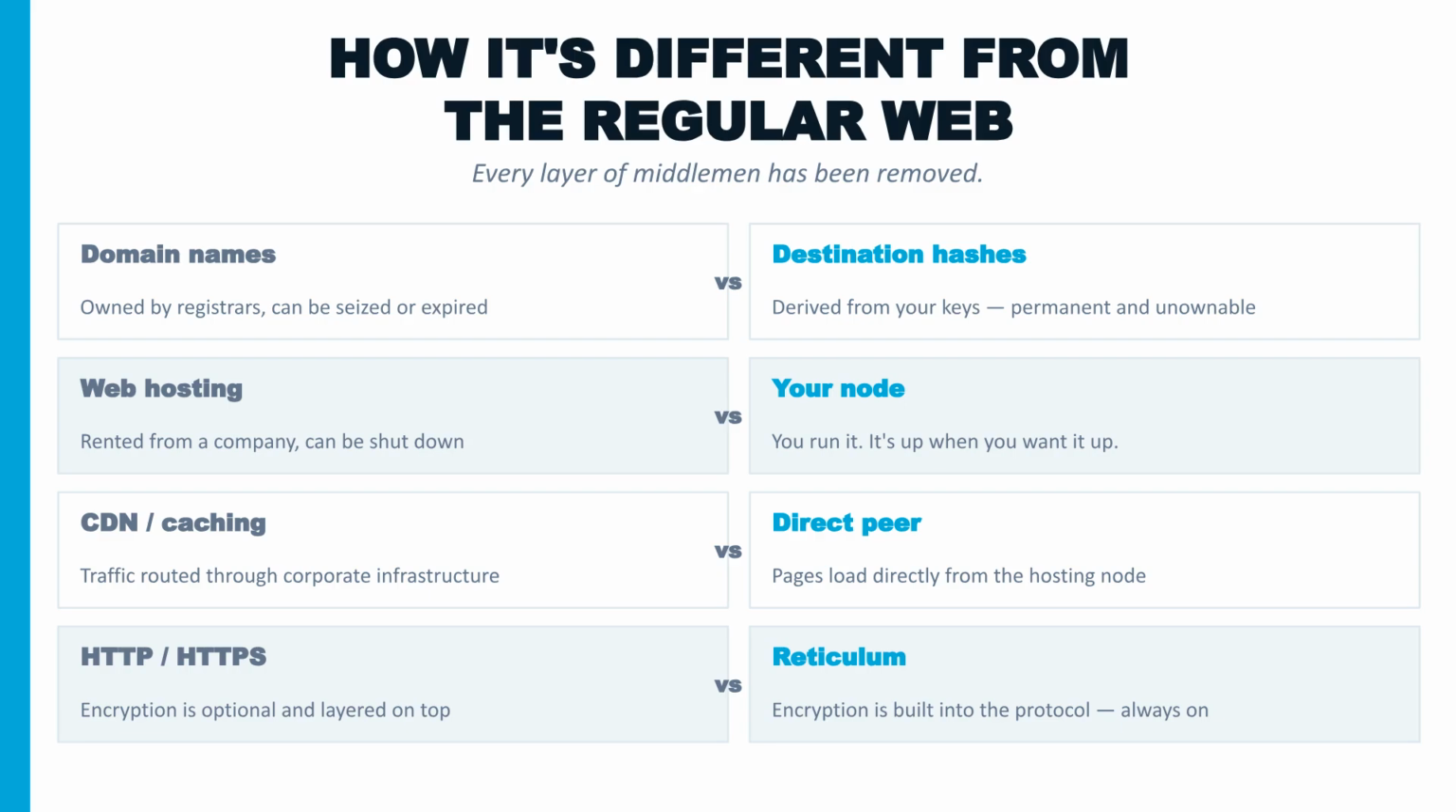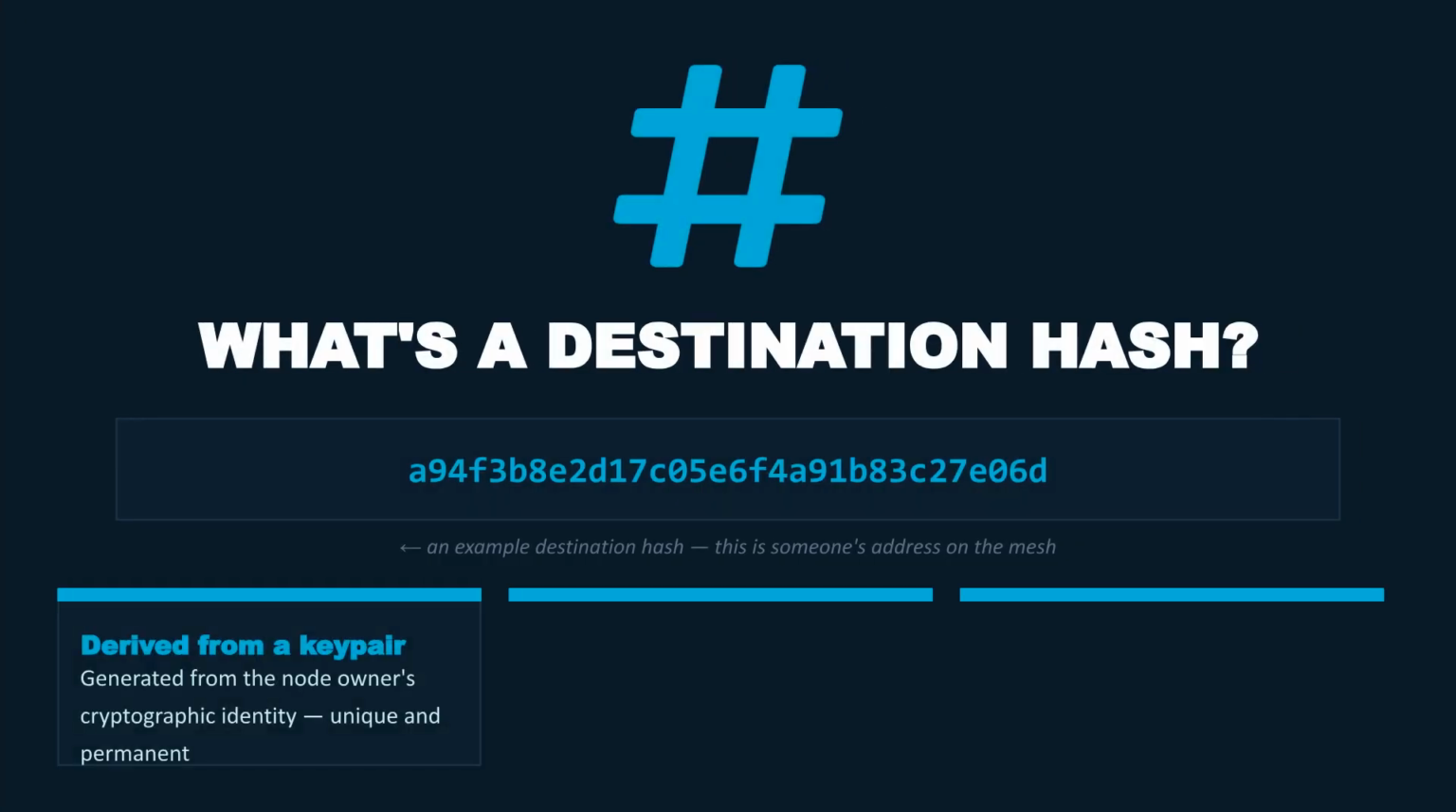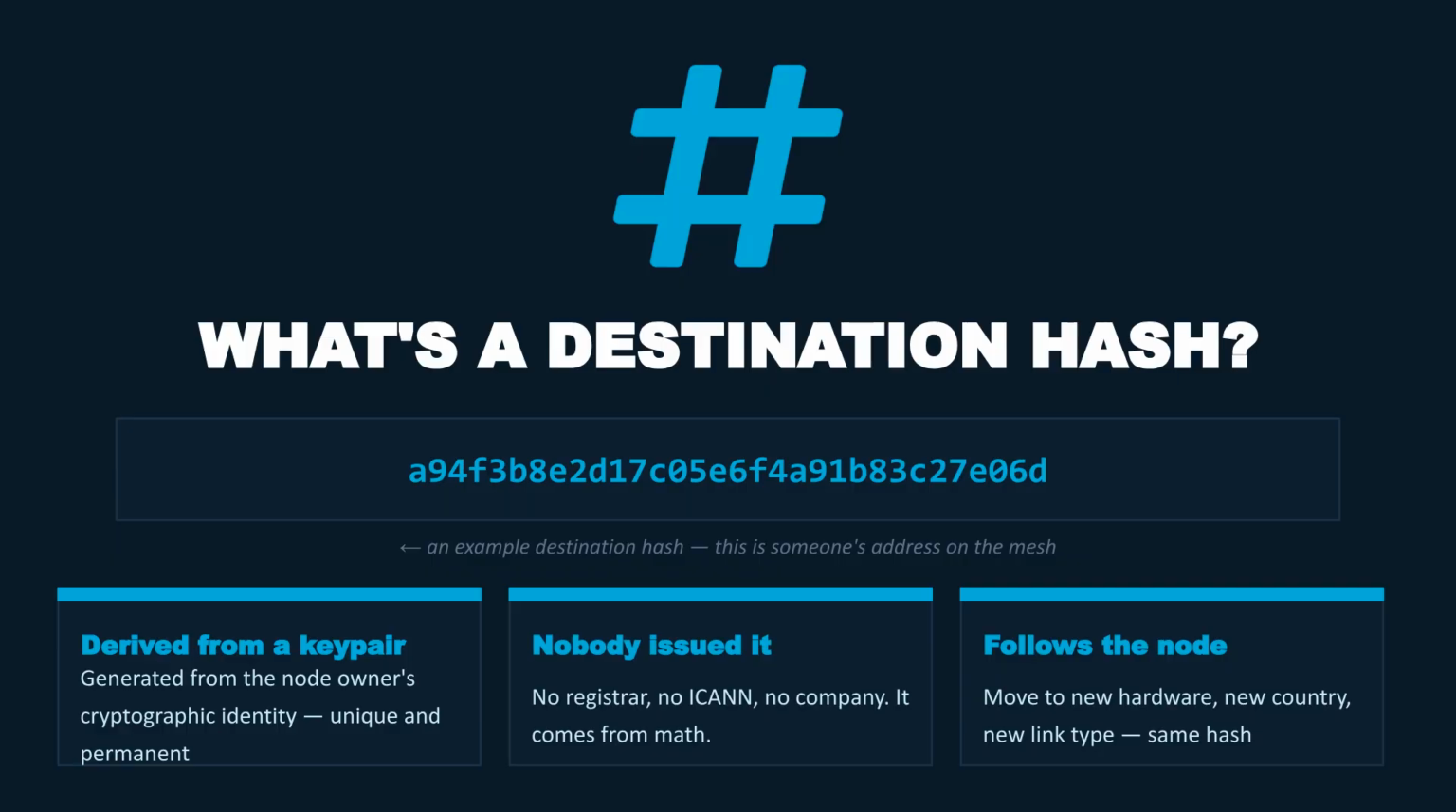Instead of domain names, we use permanent and unownable destination hashes derived from your keys. Your node replaces web hosting, and direct peer connections replace CDN and caching. A destination hash is generated from a node owner's cryptographic identity, making it unique and permanent. It is not issued by any company. This hash follows the node, meaning you keep the same address regardless of hardware or link type.